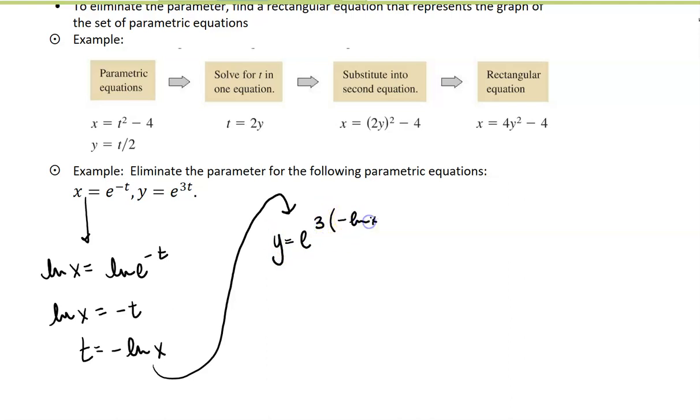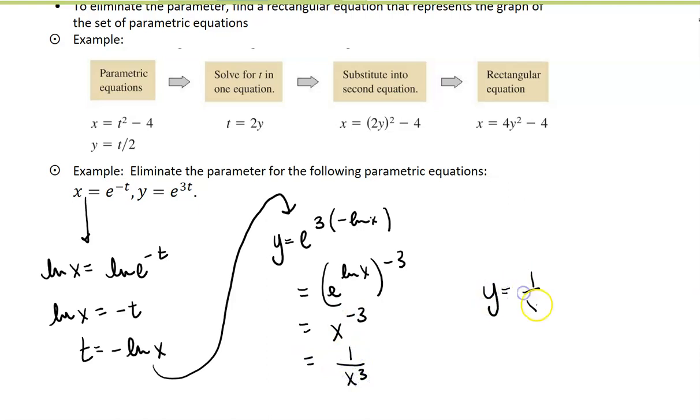which I'm going to substitute into this equation. So this is the same thing as saying y equals, I can switch those two and make that e to the natural log of x raised to the negative 3 power, because you know that a power raised to a power, you just multiply the powers. So we're doing that in reverse. E to the natural log of x is x. So I really just have 1 over x cubed. So my equation here is y equals 1 over x cubed.